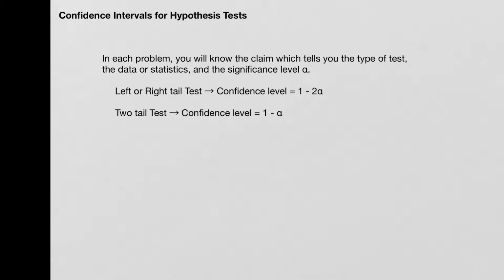In our problem, we're going to know the claim, and that's going to tell me what type of test we're doing. We're also going to know the data or statistics, and we're going to be given a significance level alpha. If the problem involves a left or a right tail test, then our confidence level is going to be 1 minus 2 alpha, where alpha is our significance level. And if there's a two-tail test, then our confidence level is simply 1 minus alpha. So let's take a look at a problem and see how this works.